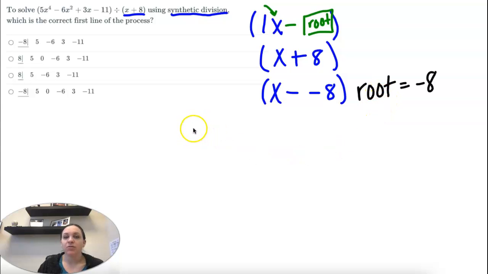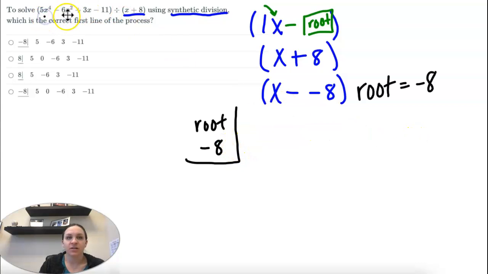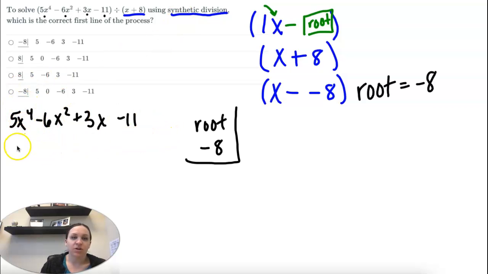So what we do is we put the root in a little box here, so negative 8, and then we take the coefficients from the polynomial. So our polynomial is 5x to the 4th minus 6x squared plus 3x minus 11. And you go down in descending order. So we're starting with x to the 4th, and we take the coefficient from that, so 5. And then we would go down to x to the 3rd.